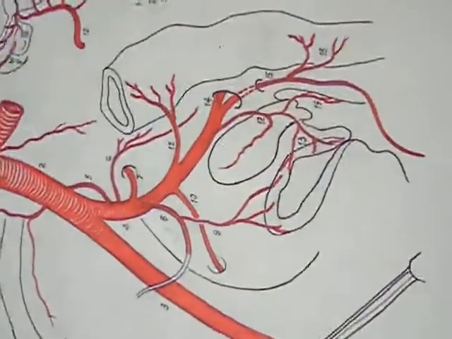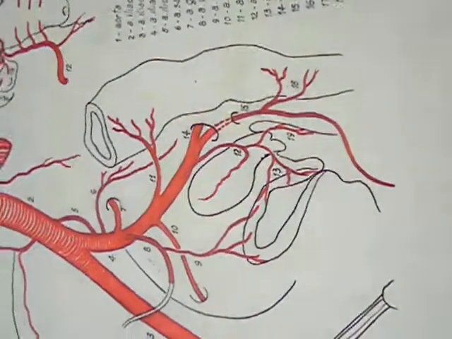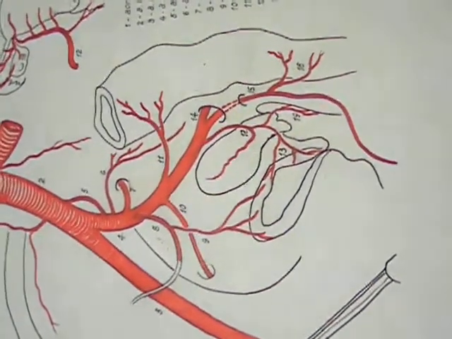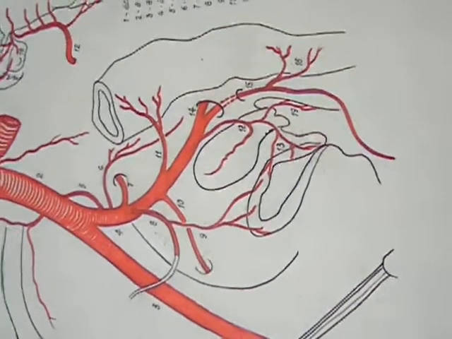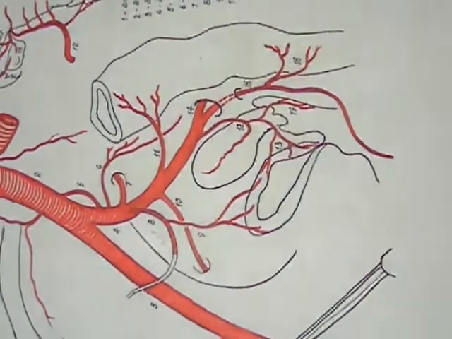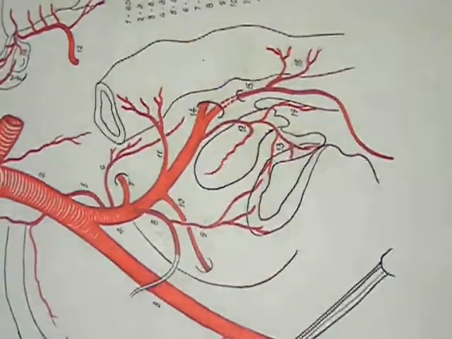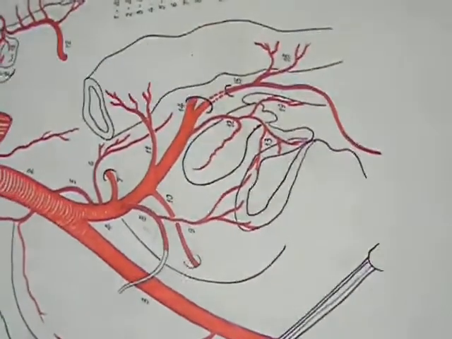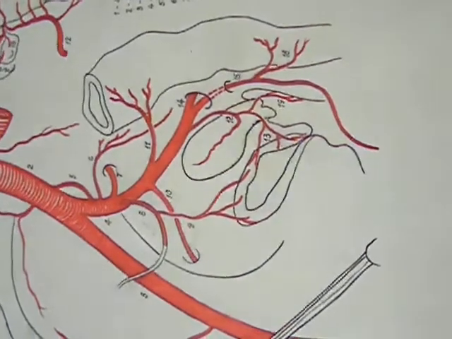14, inferior gluteal artery. It leaves through the infrapiriform foramen and vascularizes muscles of the posterior group: gemellus superior, inferior, obturator externus, and quadratus femoris muscles of the pelvic girdle. Please, very good, you can see inferior gluteal artery.